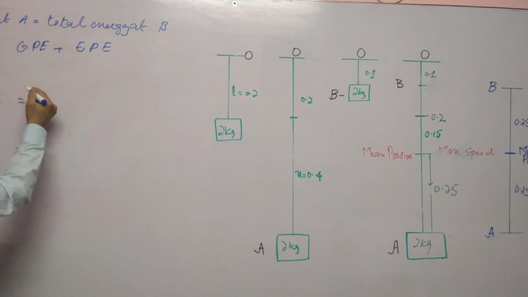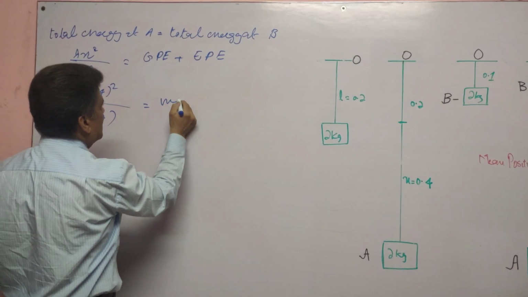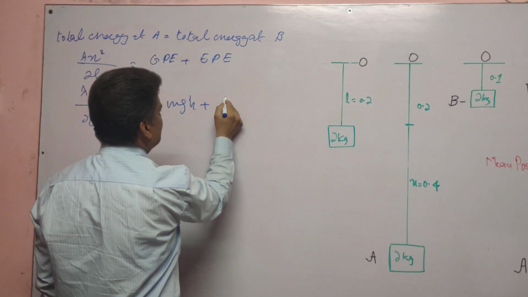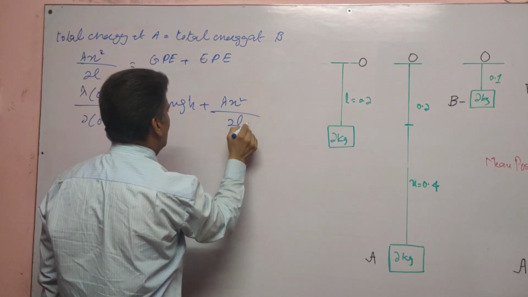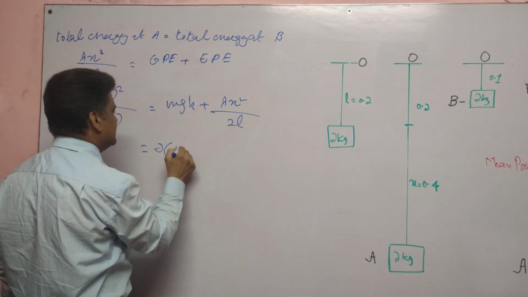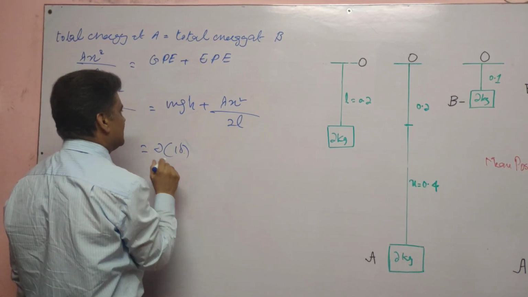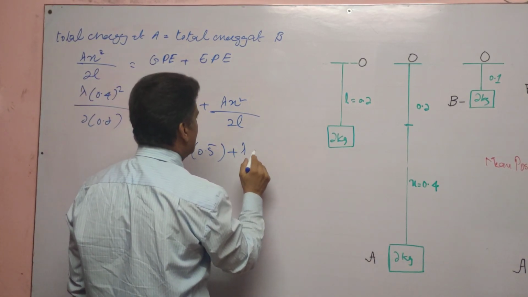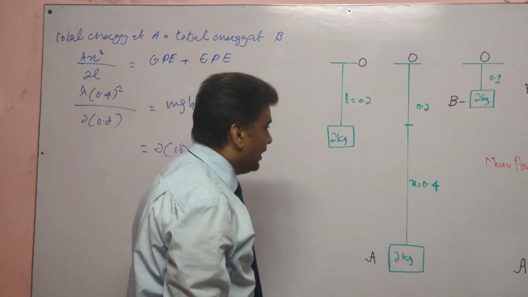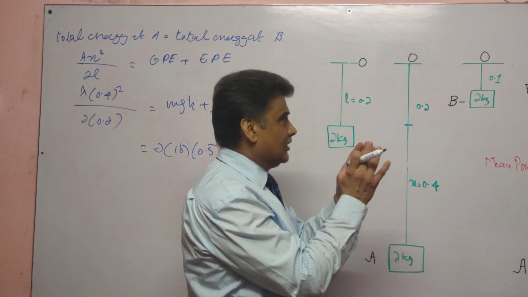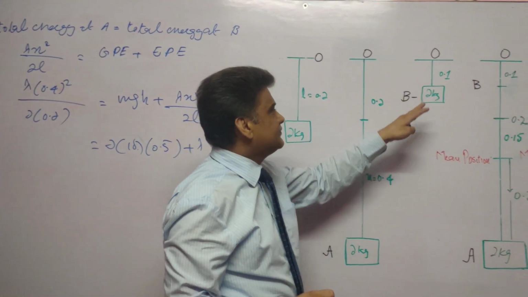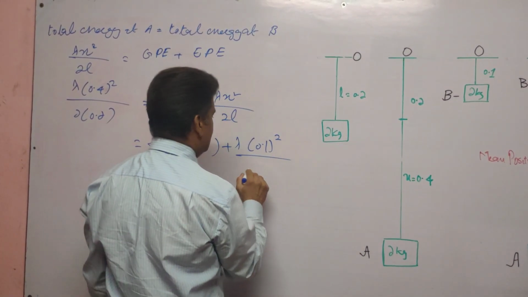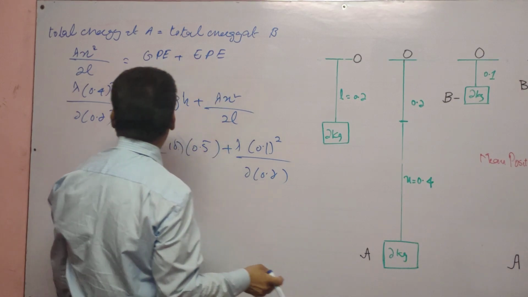We will take here the value of h. mgh plus elastic energy, lambda x squared by 2L, where m is 2, g is 10, h is 0.5, plus lambda. When the particle reaches point B, the extension x is 0.1, so we take 0.1 whole square by 2 into 0.2.